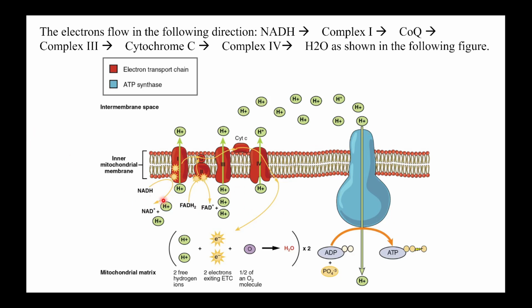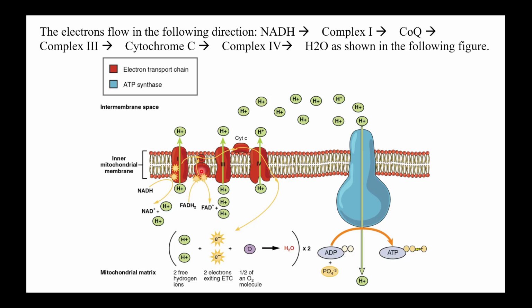The electrons from NADH are transferred to complex 1 first. Complex 1 is NADH dehydrogenase, where an electron from NADH will be transferred and NADH will get converted into NAD plus. These electrons are then given to coenzyme Q.